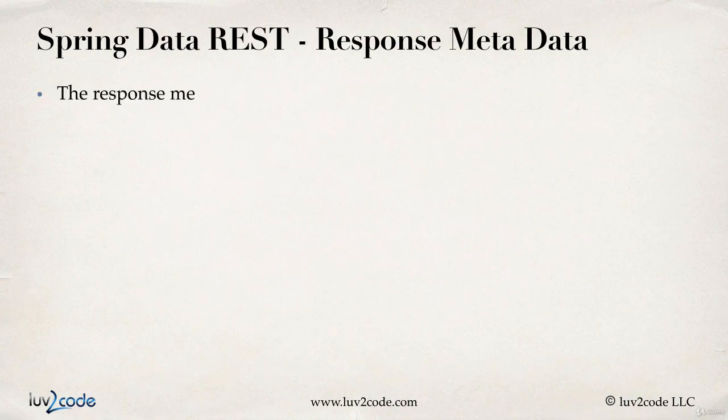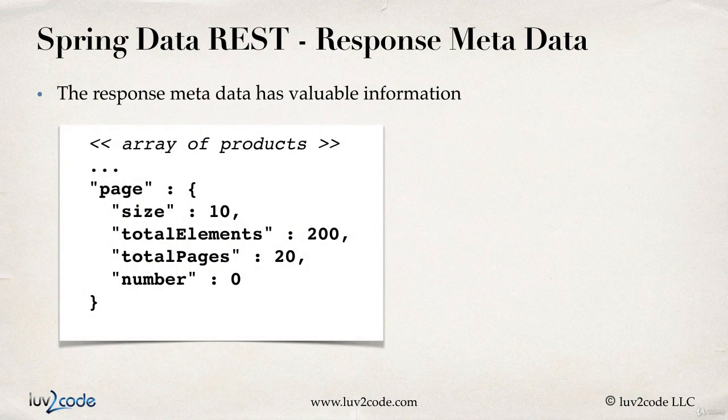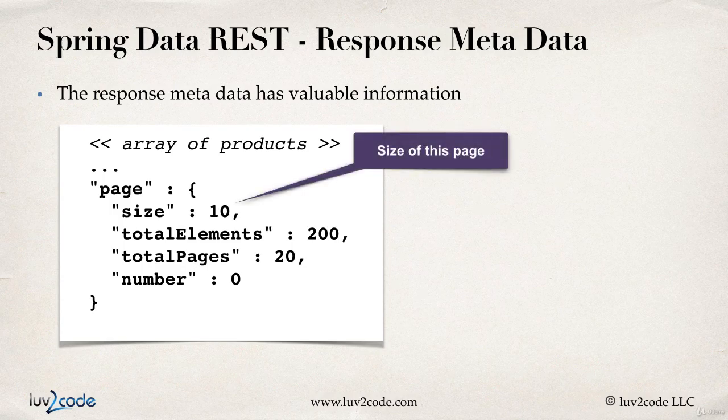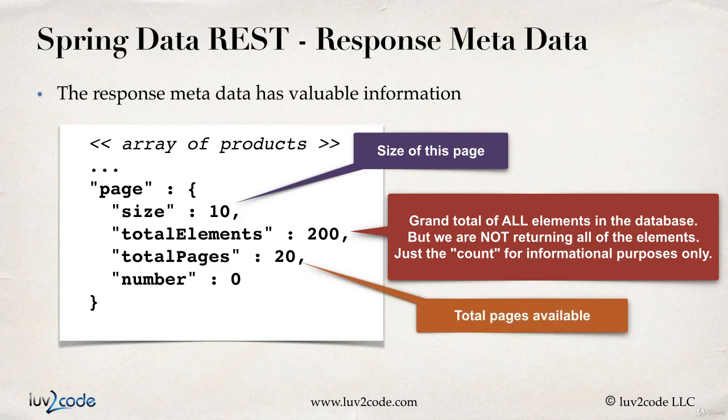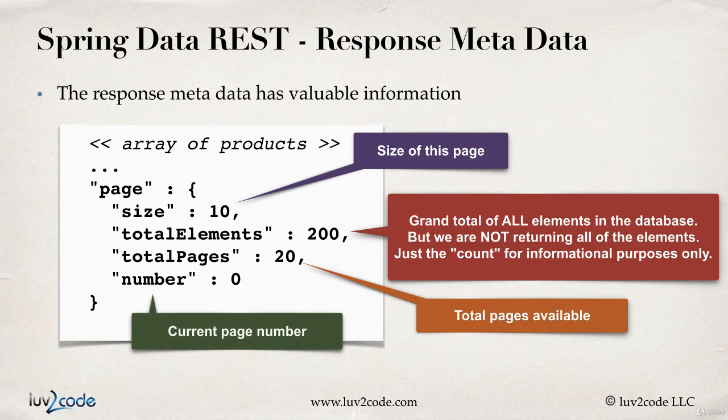When using Spring Data REST, the response metadata has valuable information. In the JSON response, you have the array of products, but also there's a section that has information about the page. Here we have size 10, that's the size of this page. Then we have total elements, that's the grand total of all elements in the database for this query, but we're not returning all of the elements, just the count for informational purposes only. Then they also give you the total pages that are available, and then they specify the current page number that you're viewing in this JSON response.